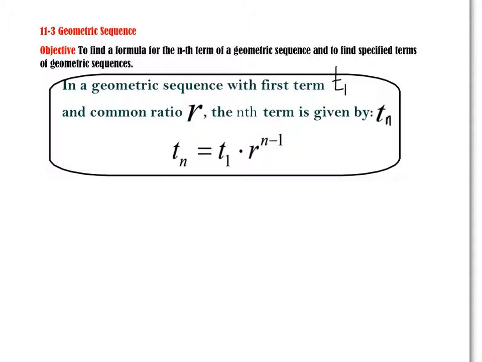Lesson 11.3 is about geometric sequences. So we're really doing the same two objectives as before: find a formula for the nth term and then find specific terms, but now for geometric sequences.